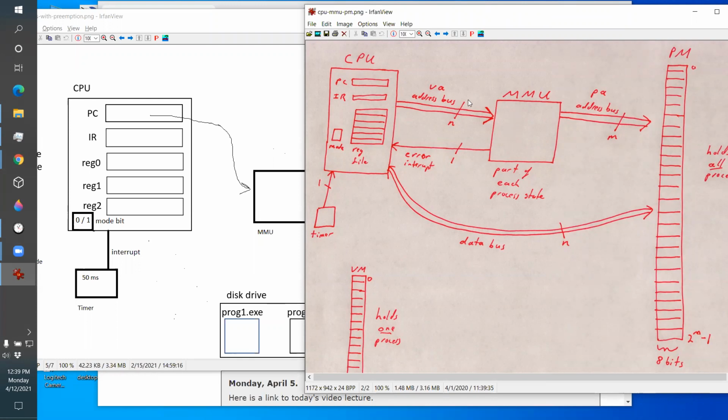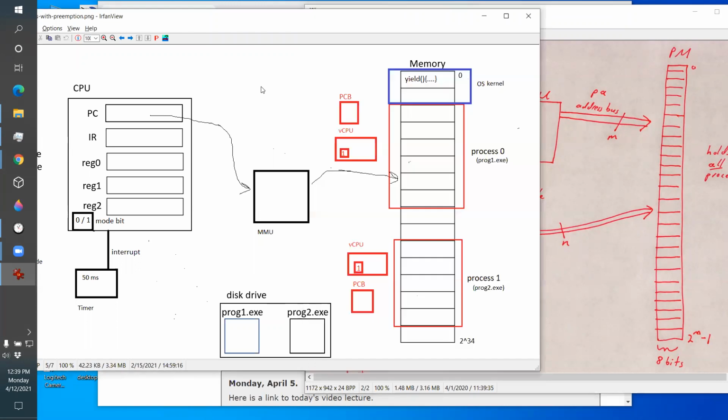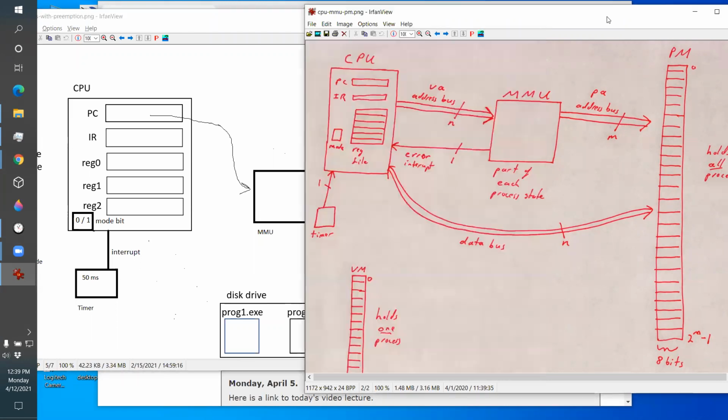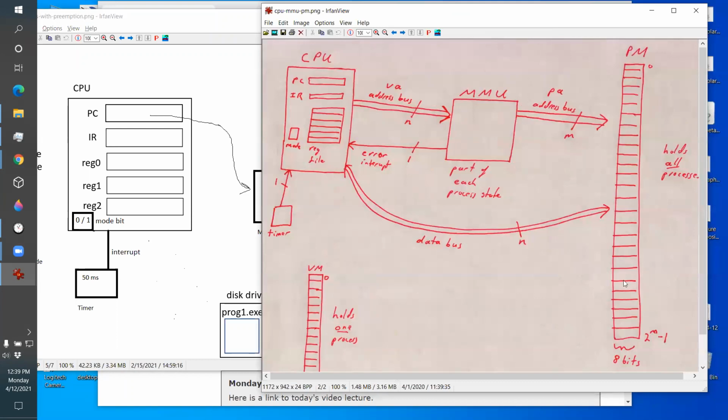Okay, and what's the detail in this picture? I show two processes over here. In this one, I just say all the processes are in memory somewhere. This is a little bit more general in that sense. Now, here is where things really are different in this picture.